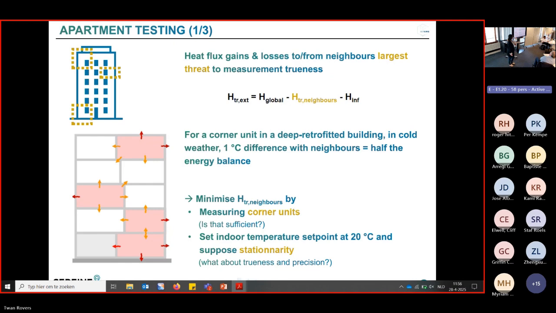And then we had to adjust the temperature set points. Supposing stationarity, we have to minimize the transfer to and from the neighbors. And to do that, we had to set the temperature set point at 20 degrees, hoping that in the neighboring zone it would be approximately the same, so that we would minimize these heat transfers.